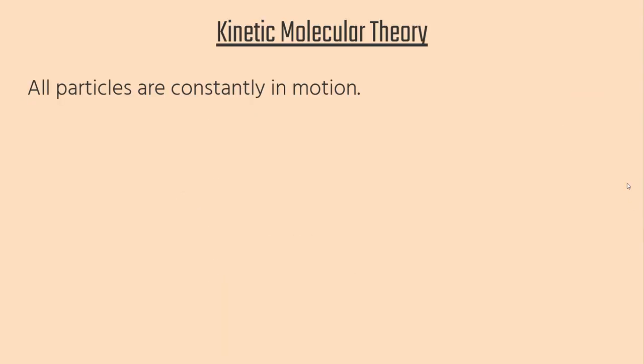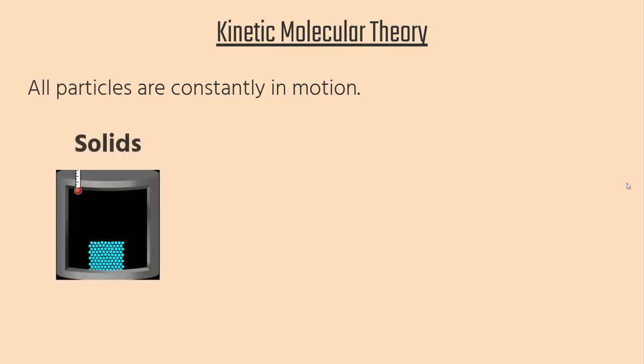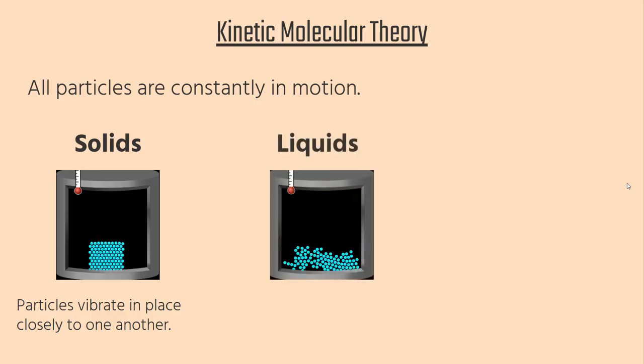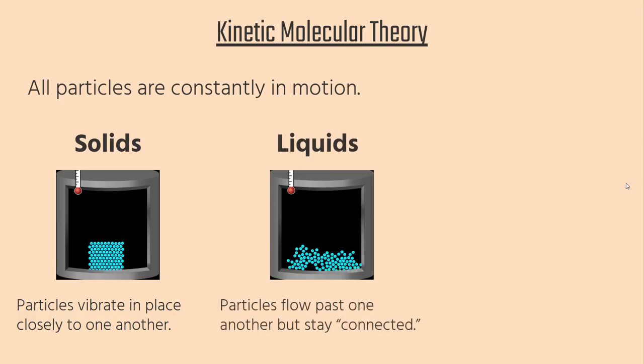So first, kinetic molecular theory. What this states is that basically all particles, atoms, molecules, are constantly in motion, regardless of the substance we're looking at. So for instance, solids, even though the particles are ordered, they do vibrate in place. They're close to one another, but they're still vibrating. Liquids, those particles are moving a little bit more now. They're vibrating, but they also flow past one another. Notice that those particles still stay connected.